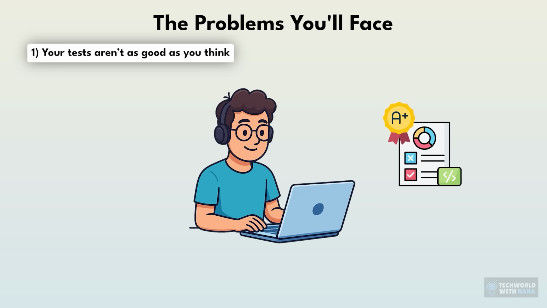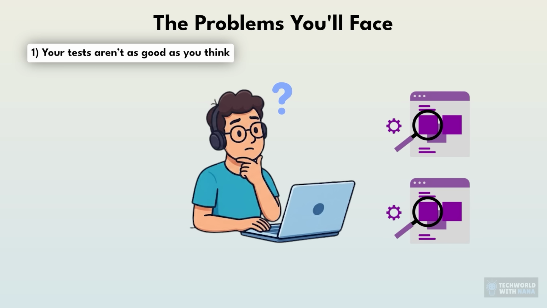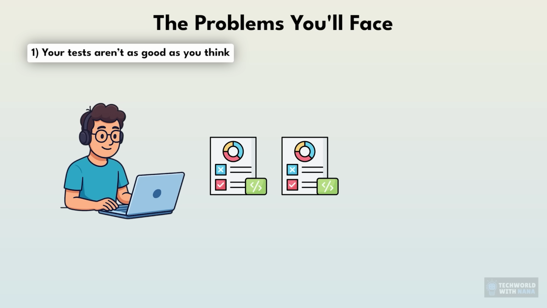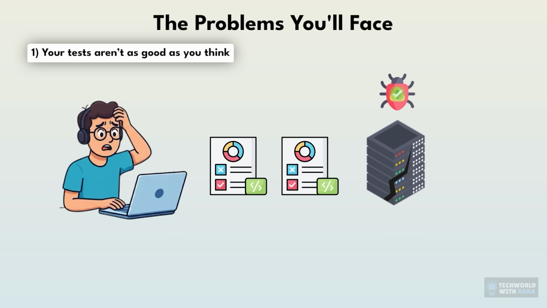First of all, you may realize your tests are actually not as good as you thought they were. So you wrote tests for many scenarios, you were happy with it, but you forgot to test some edge cases, or maybe you forgot to test what happens when the payment processor is down. So all your happy path tests actually pass, you deploy, and suddenly production breaks when Stripe has an outage. And then you jump into panic mode, fixing the bug in production.